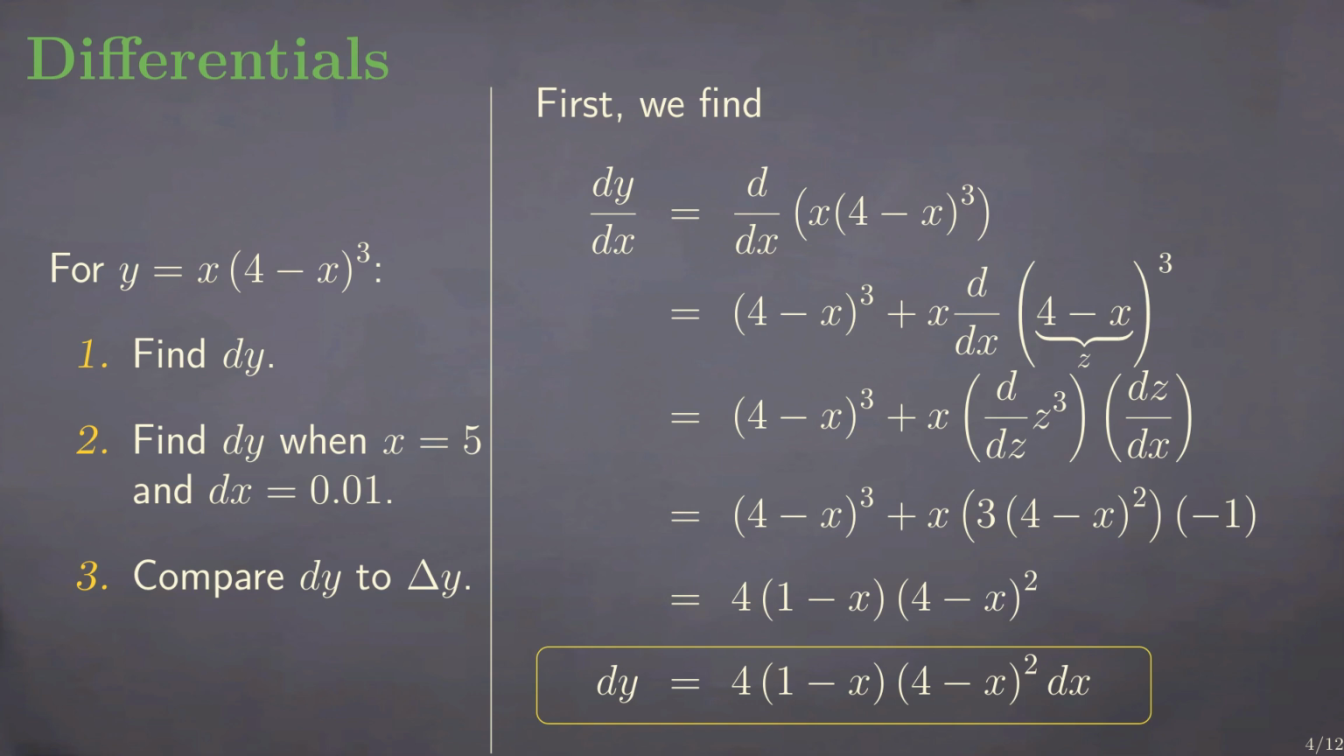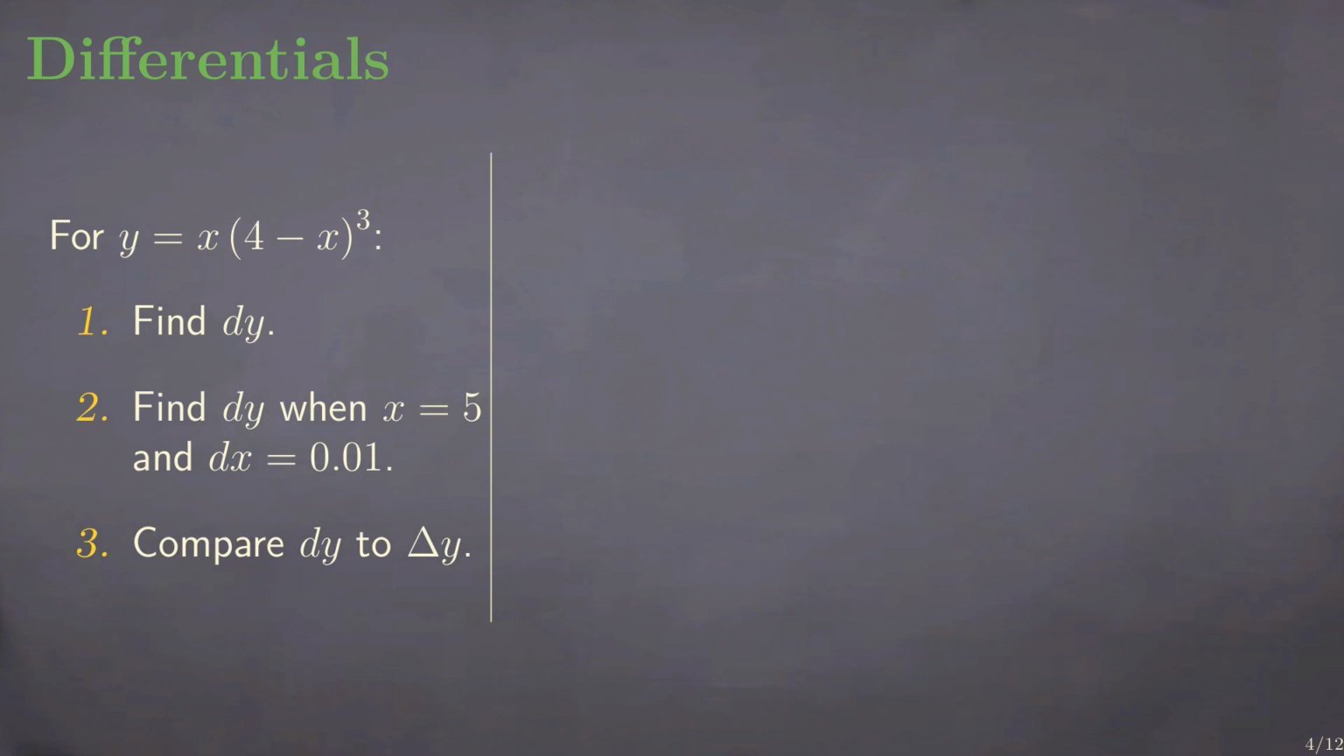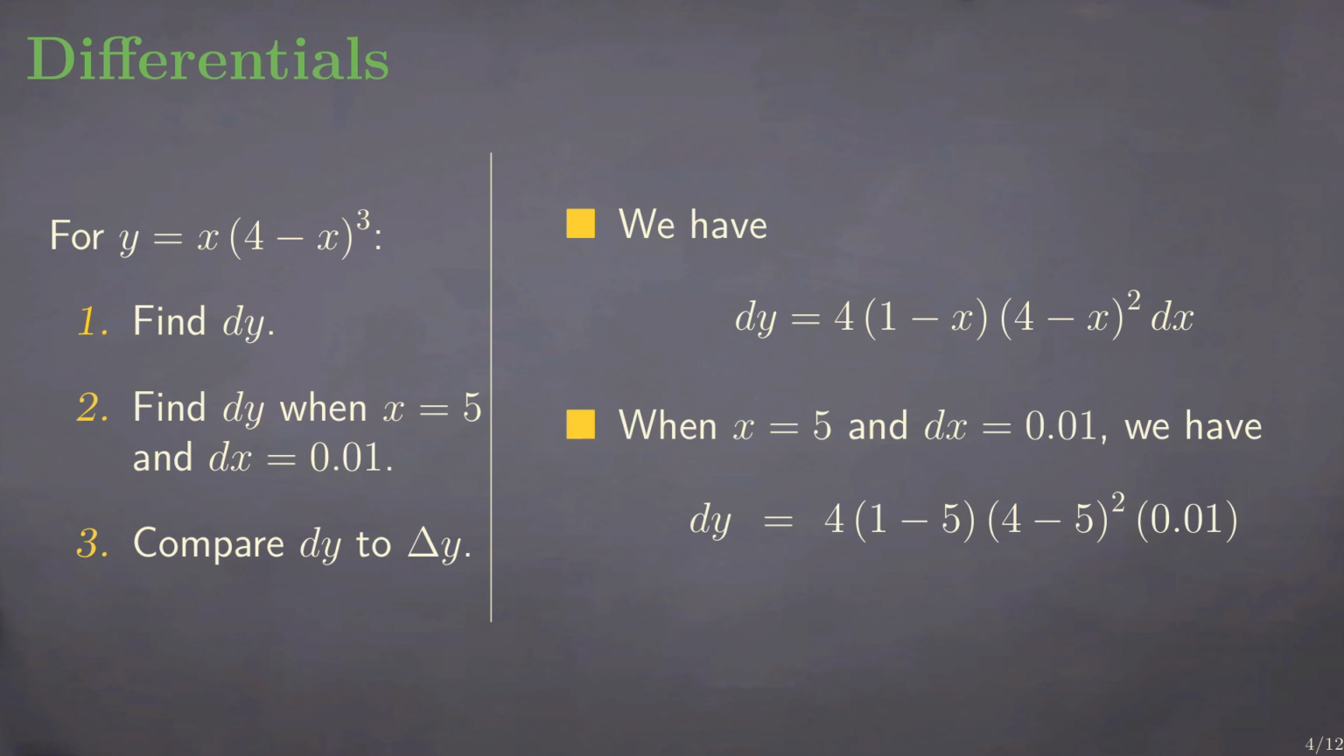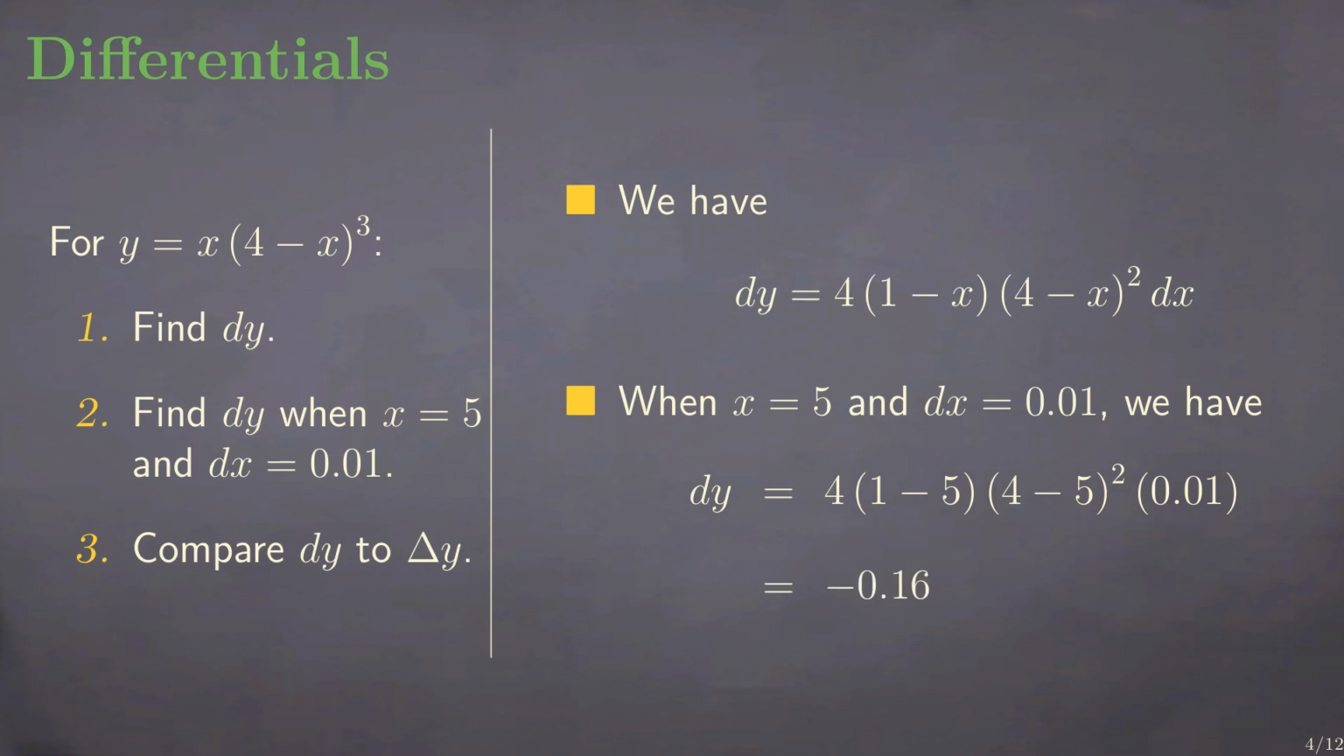Okay, so now if you want to evaluate dy at some specific value of x and dx, note that because we have the formula for dy, the evaluation should be quite easy. With the help of a digital calculator, you can easily compute dy to be minus 0.16. So we are left with the last task of comparing dy to delta y.